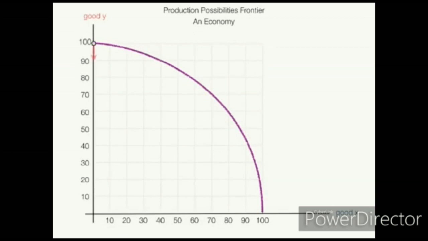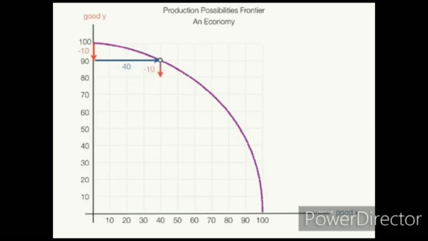Now imagine the economy producing where that gray dot is, and it gives up 10 units of Y to produce 40 units of X. So this production level has moved to this new point. Doing that, the economy got a big bang, right? Didn't give up a lot of Y and got a lot of X.